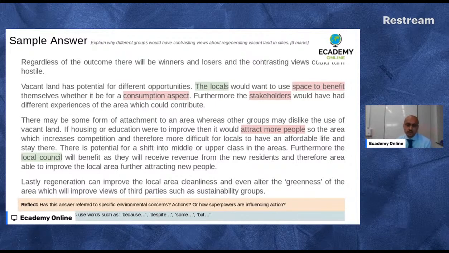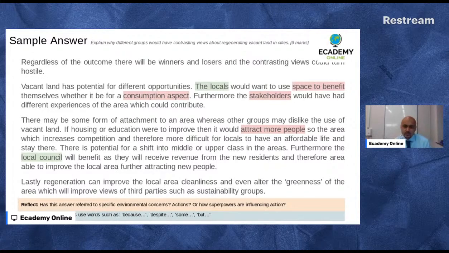There is a potential for a shift to middle upper class in the areas. Furthermore, the local council will benefit as they will receive revenue from the new residents. Well, they would have received revenue from the old residents, from council tax, and therefore the area is able to improve the local area further, attracting new people. I'm assuming, again, what it's referring to is displacement of working class populations with more affluent populations. But again, it doesn't demonstrate the contrasting views. It just says the council will benefit. It doesn't say its viewpoint, okay?